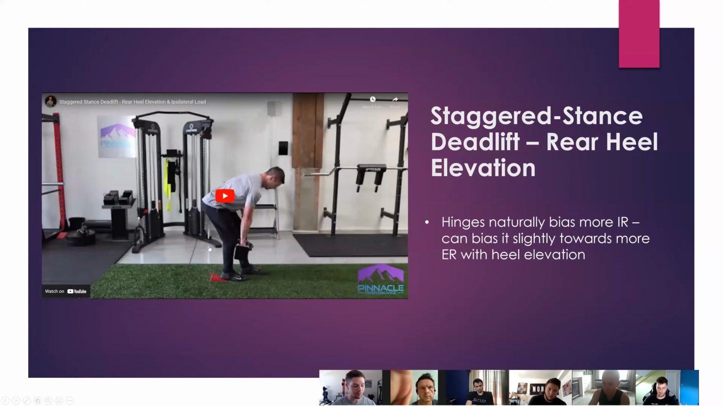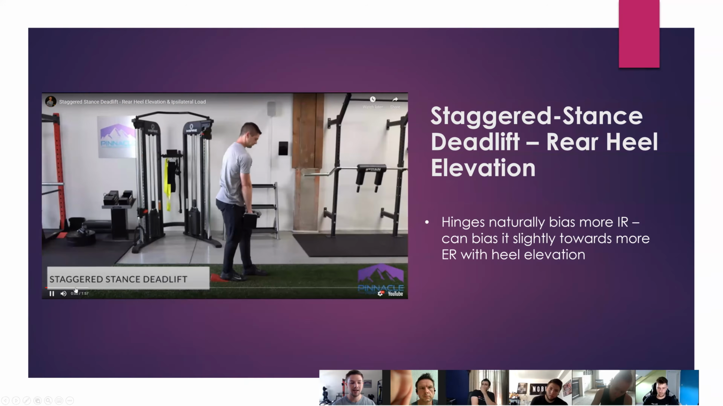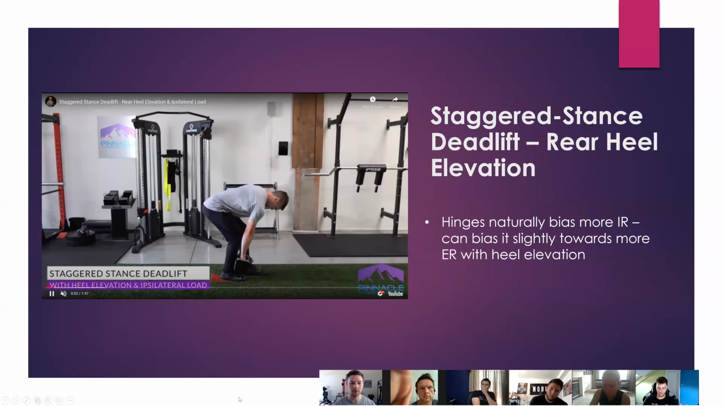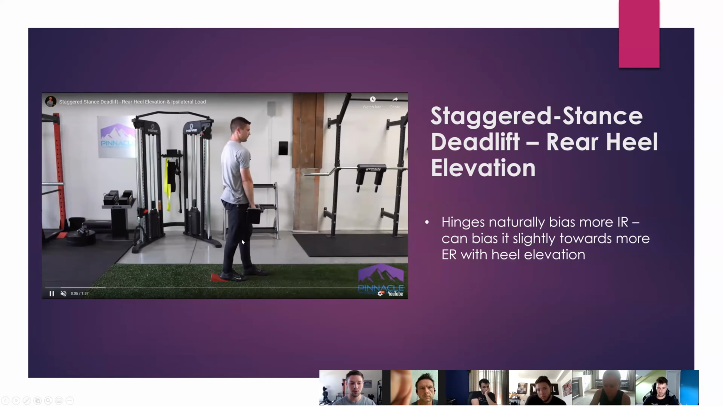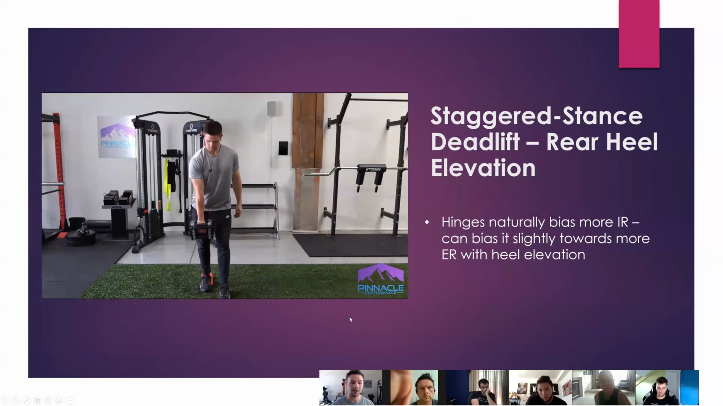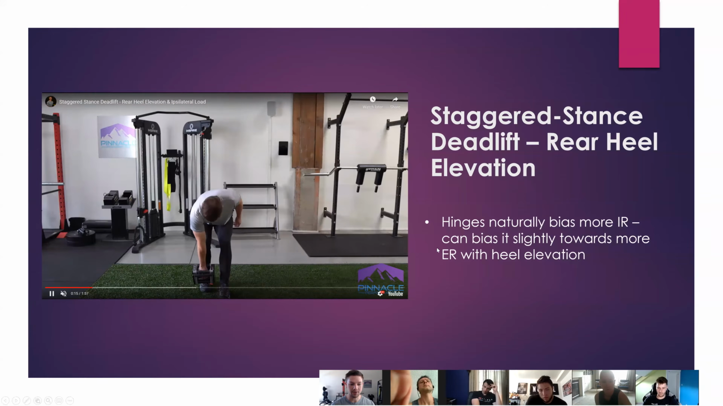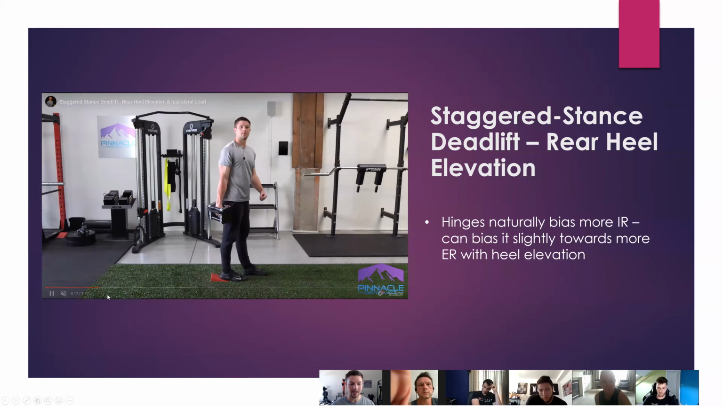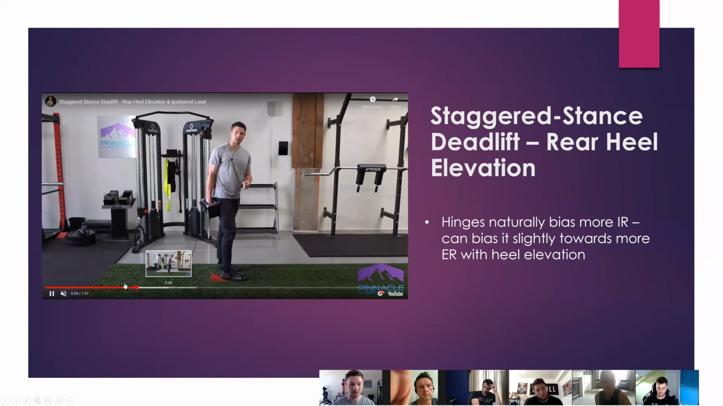Hinges are naturally more internal rotation dominant, but I wanted to touch on them because you can bias it slightly more towards external rotation. And the way you would do that is elevate the heel a little bit more. Again, relative to my foot right there, I am in more external rotation and a sort of negative to vertical shin angle. This can be helpful. Ipsilateral load helps me drive back out of that into external rotation.